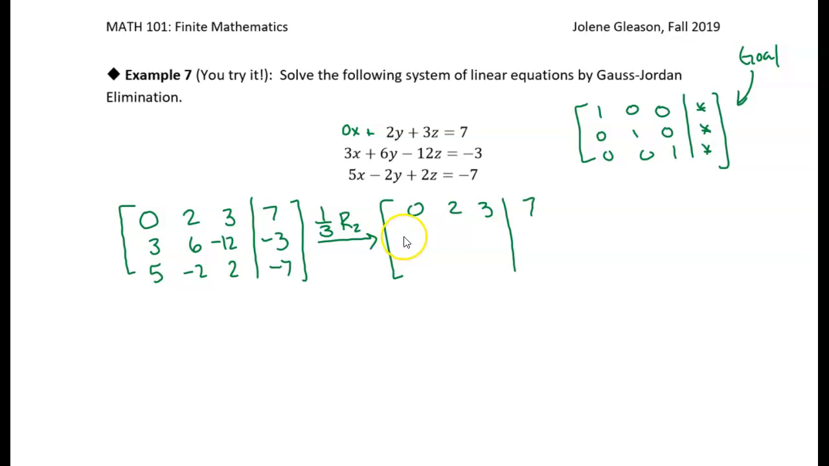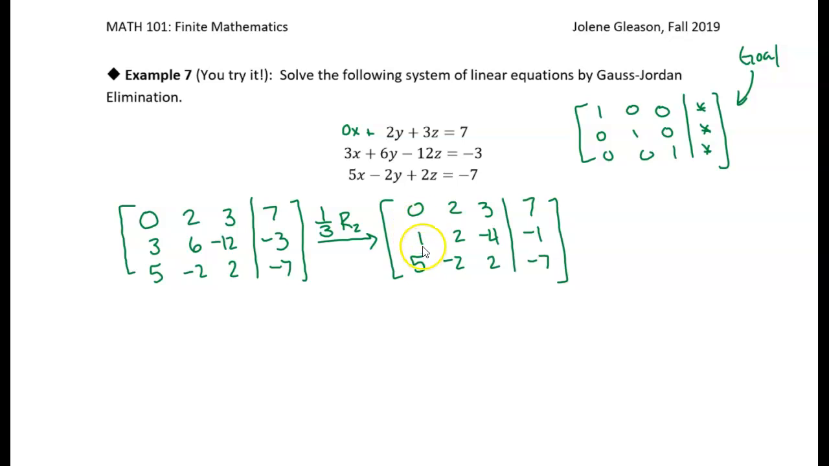And I'm not going to touch row 1 at all in this first step. And then I'm just going to divide all of these elements in the second row by 3. So I have 1, 2, negative 4, and negative 1. And then I'm not doing anything with the third row, so I'm just going to copy it down as is.